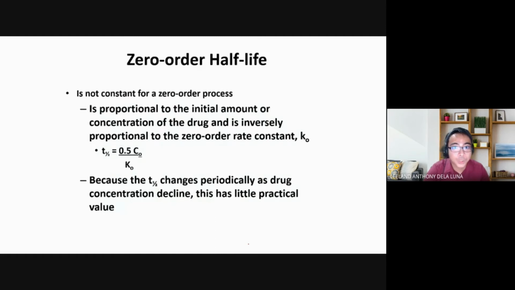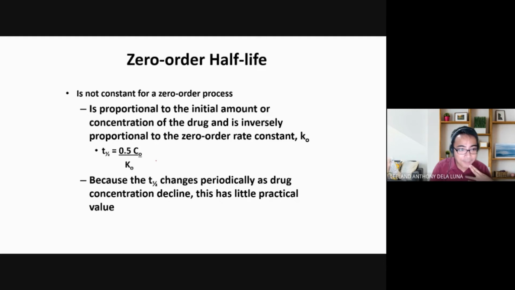Okay. So what about class for zero-order half-life? For zero-order half-life class, simple lang din naman ang equation niya. All you need, class, is your C sub 0 or the initial plasma concentration. So for zero-order half-life class, it's not constant, unlike that of first order. So it's proportional to the initial amount or concentration of the drug, and is inversely proportional to the zero-order rate constant, which is the K sub 0. Okay, because the half-life changes periodically as drug concentrations decline, this has little practical use. Okay?